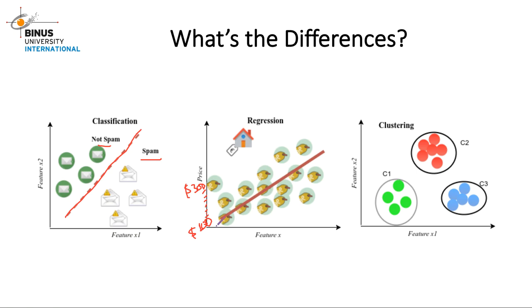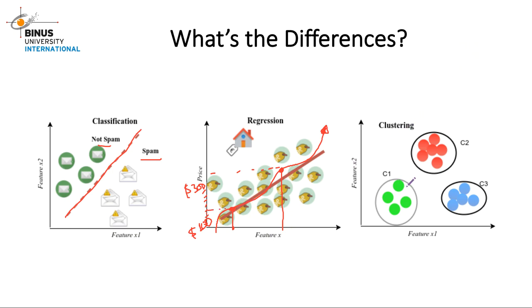And this is called regression. You can predict based on the data. It can be like this. So given the features, you can predict whether the price is low or the price is higher, like this. This is regression.